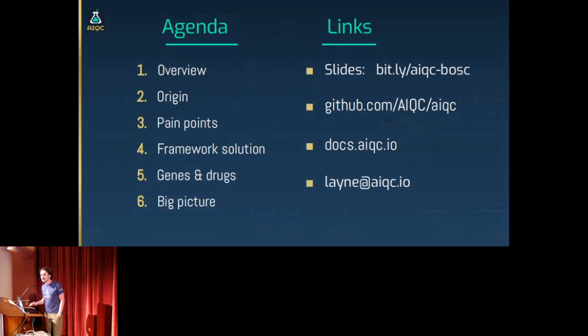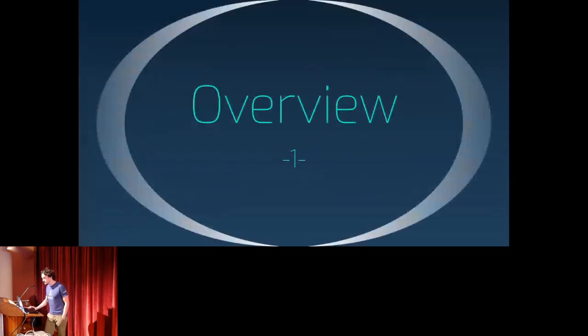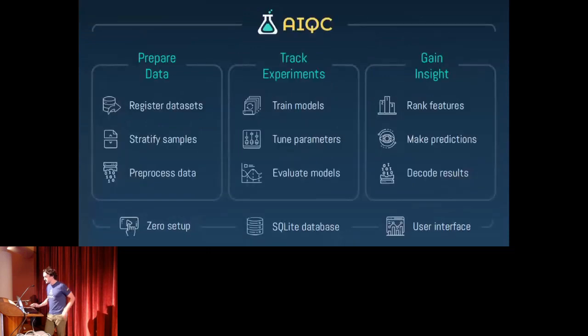So we'll talk about an overview of the framework, and then we'll talk about why I built it, some of the origins, the pain points that it aims to address, and then we'll move on to what the framework actually is and how it solves those challenges. Then we'll apply it to some gene-based expression analysis and design some virtual drugs, and talk about the big picture of what's next. So like I mentioned, at its core, AIQC is an experiment tracker.